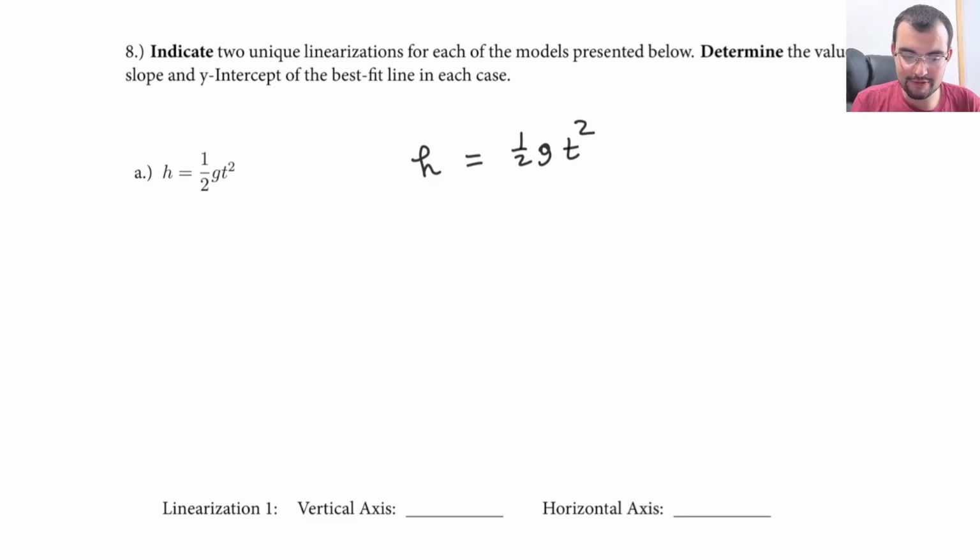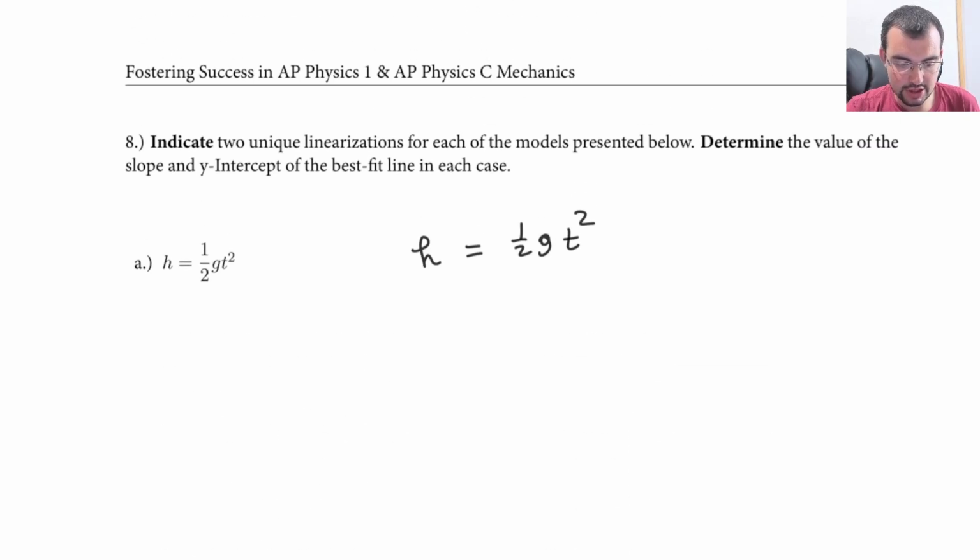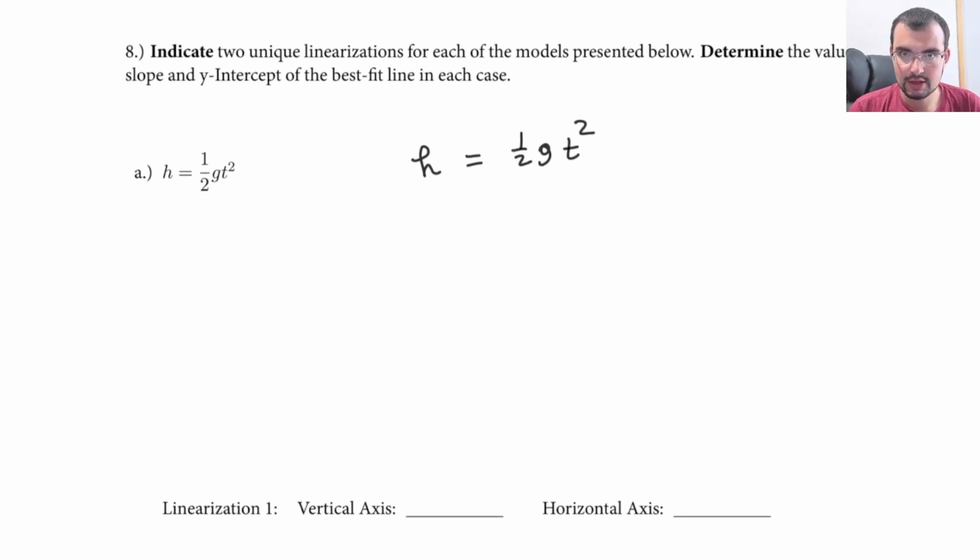So notice my variable is going to be h and t, because g is always just a known constant. I guess you had to infer that. I think it's clear from context, but I should say that we're given h and t.